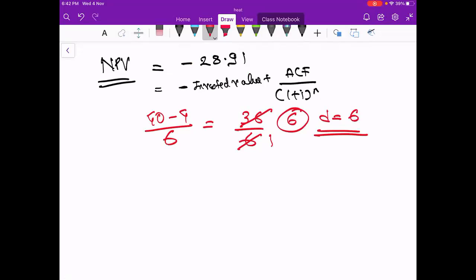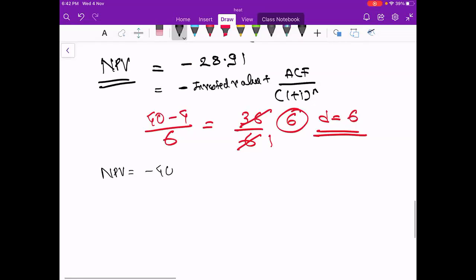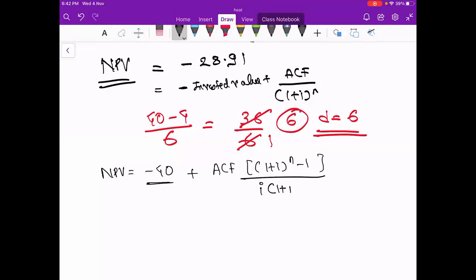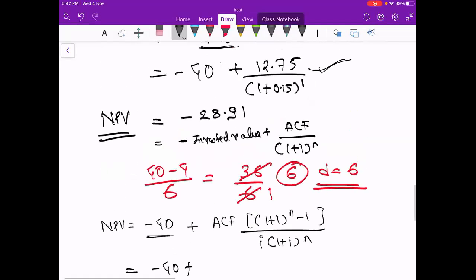So then what will be the formula? Solve it. NPV equals to minus 40. Why minus? Because this money is going from our pocket. So that is why minus, plus ACF times 1 plus I to the power n minus 1 upon I times 1 plus I to the power n. So it will be minus 40. How much ACF have we calculated?